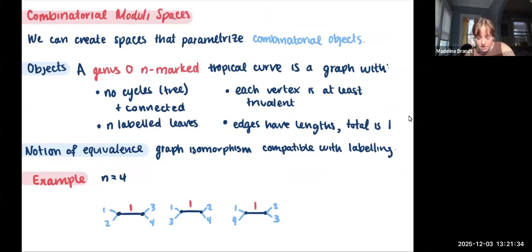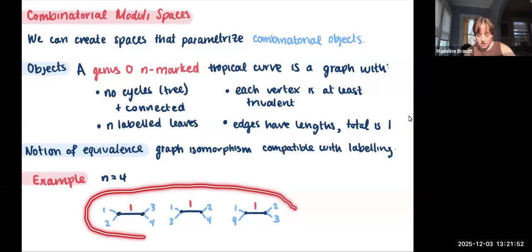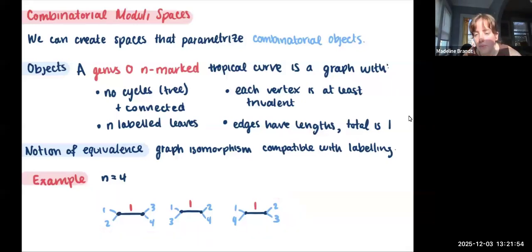Since the total interior edge length has to equal 1, that means I actually do need some interior edges in my tree. And then the tree has to have 4 leaves, and the leaves are labeled 1 through 4. So these are the 3 distinct options that you get.